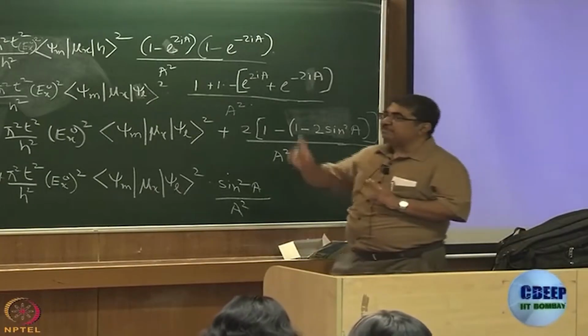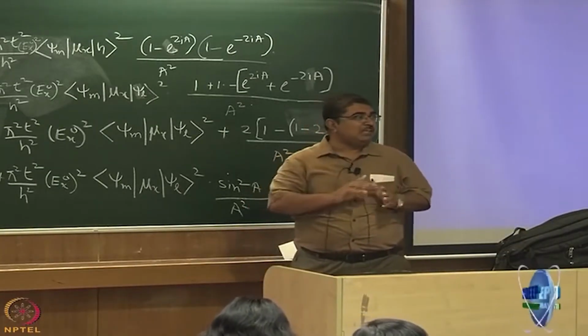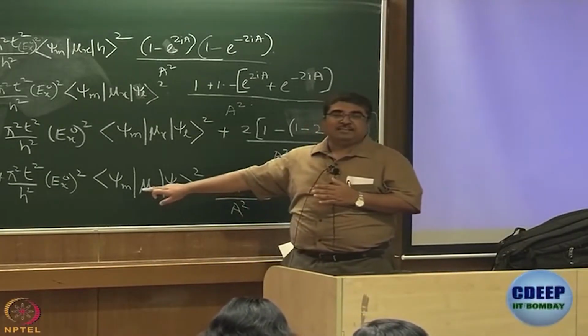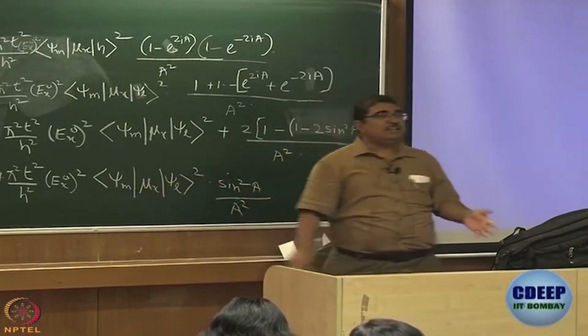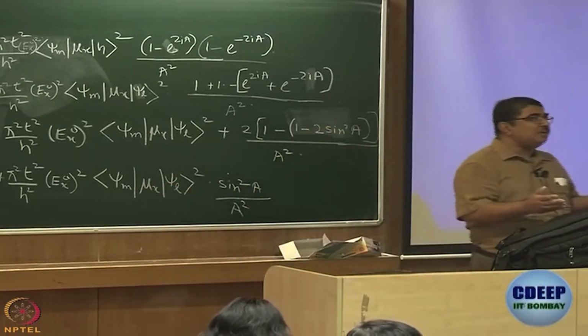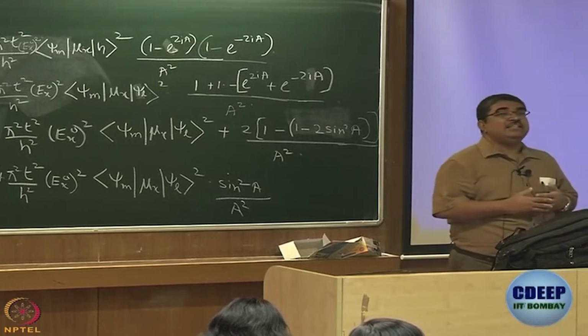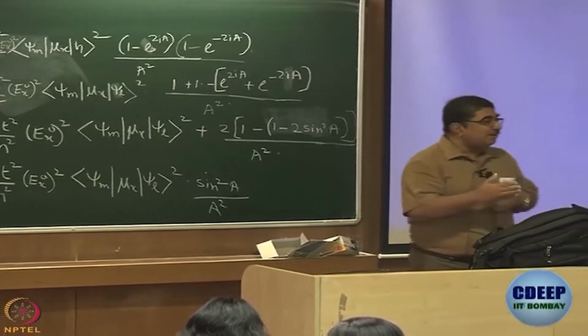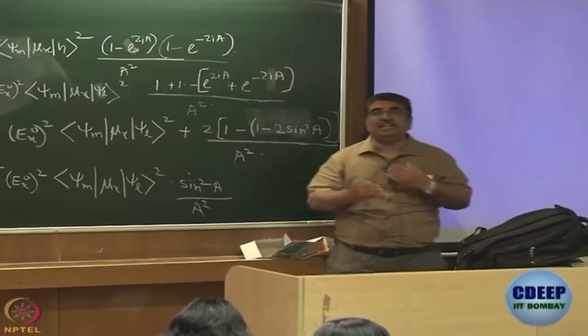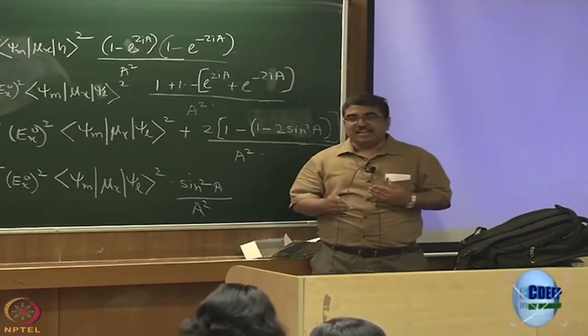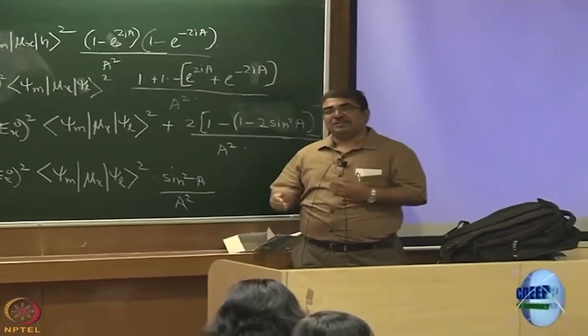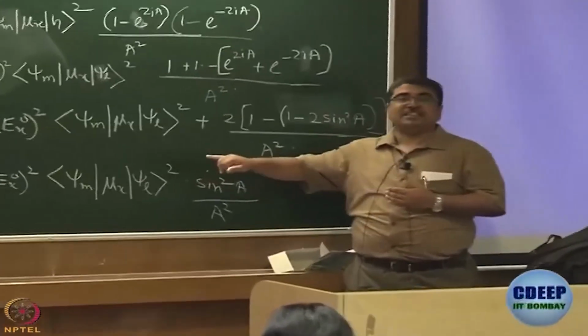First of all, we see that probability of transition is proportional to square of transition moment integral. We have been saying all along that if transition moment integral is equal to 0, then the transition is not allowed. Now, we have a little more quantitative way of saying the same thing. We can say that probability of transition is actually proportional to square of transition moment integral.